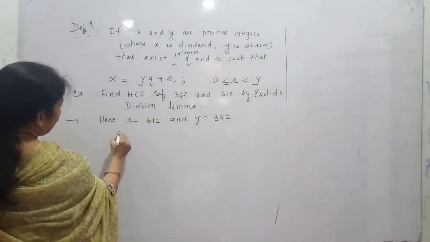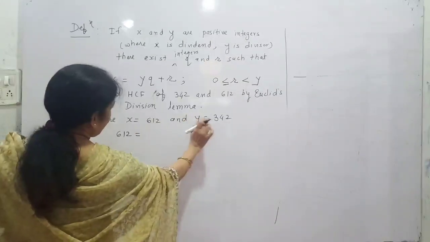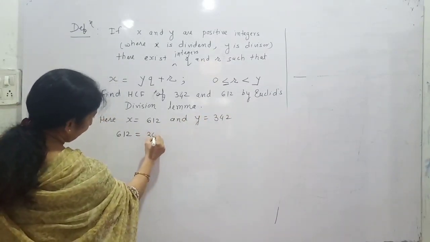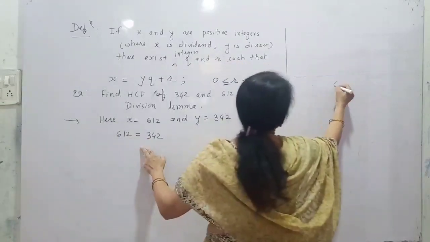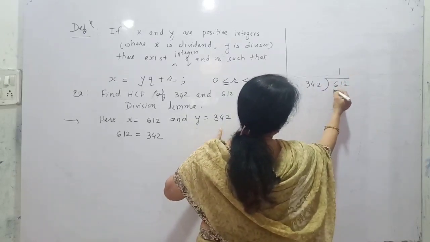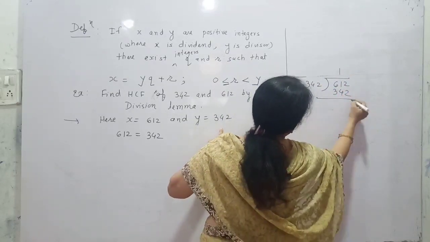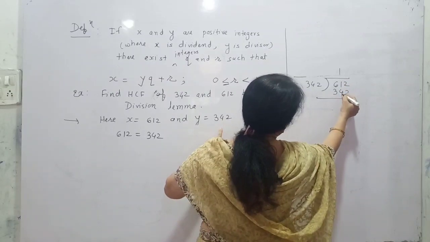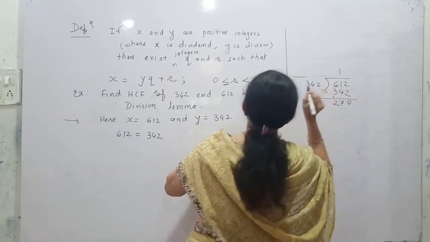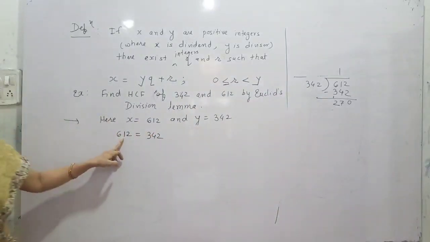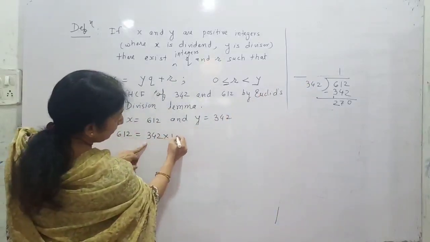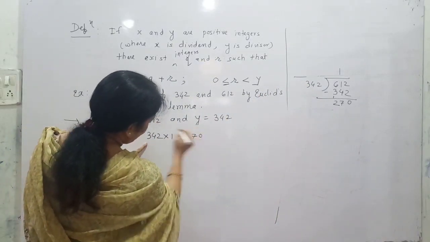Now here the dividend is 612 and the divisor is 342. So divide 612 by 342. 342 ones are 342. 612 minus 342 is 270. So 612 is equal to 342 multiplied by 1 plus remainder 270.